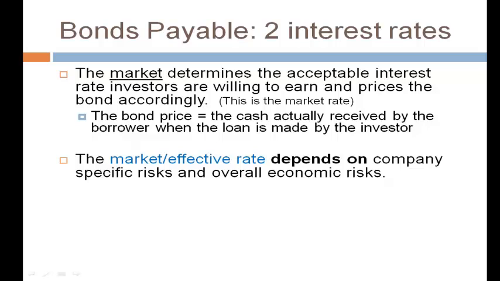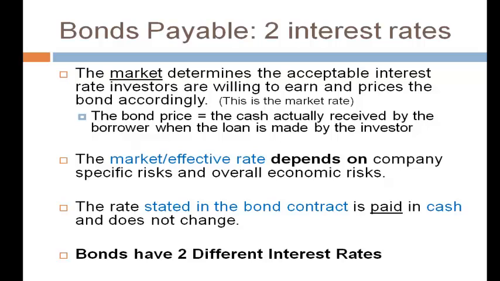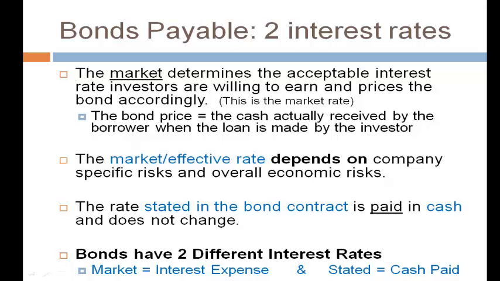The bond price is the cash actually received by the borrower when the loan is made by the investor. The market rate depends on company-specific risk and overall economic risk. As these risks change, the market rate varies also. The stated rate is in the bond contract and does not change. Bonds have two different interest rates. The market rate is the rate actually earned and incurred. The stated rate is the amount of cash paid by the borrower for interest.